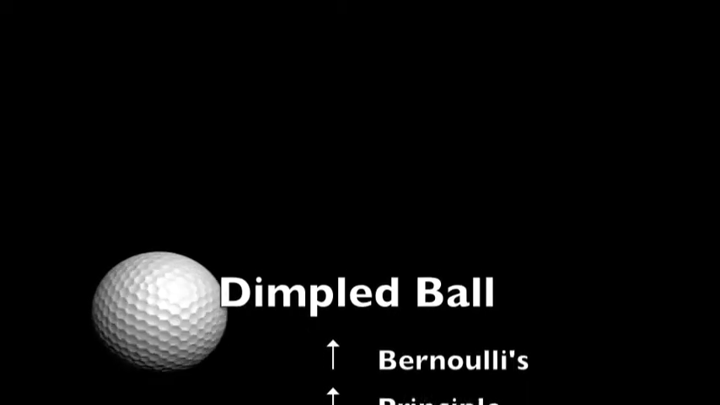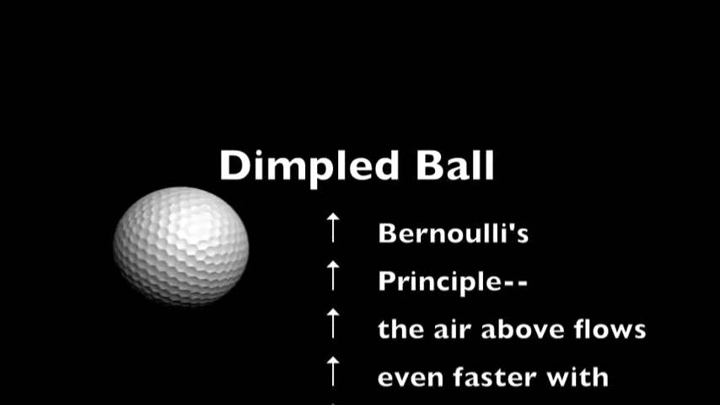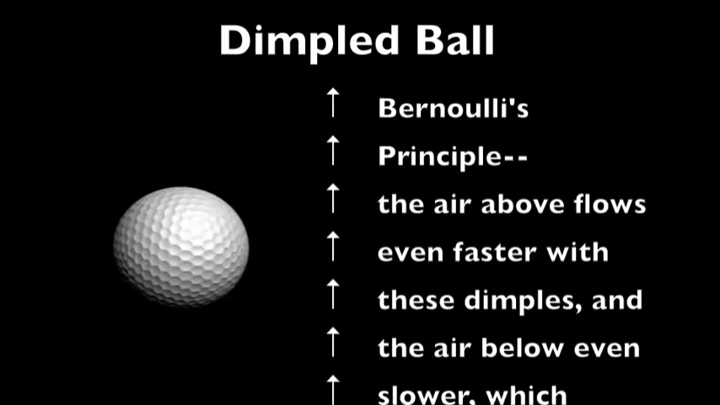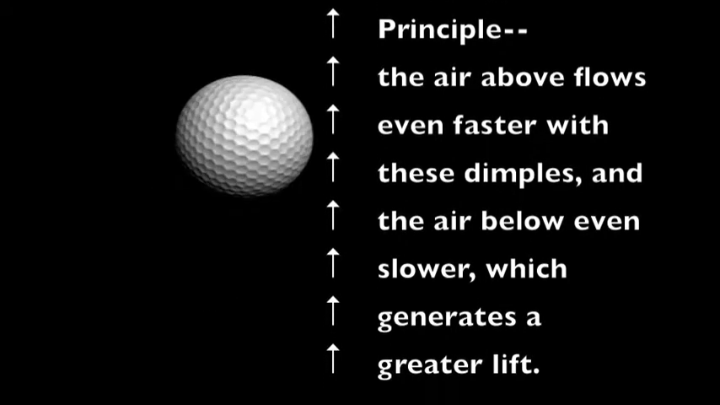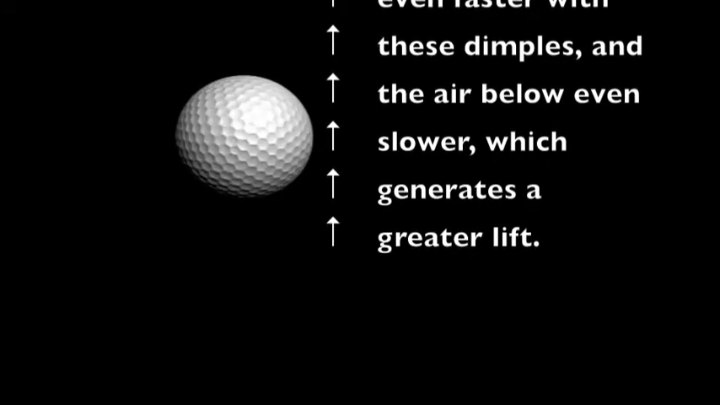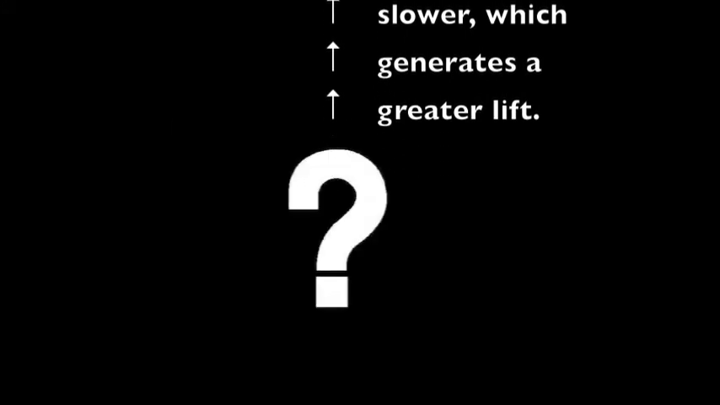The design of a golf ball plays a big role in its flight. In fact, golf balls are designed with dimples in order to change the airflow around the ball. Dimples, like backspin, also cause air turbulence around the ball, which can be explained by Bernoulli's principle. The air above flows even faster with these dimples and the air below even slower. This difference creates a greater lift. However, if these dimples create a higher air turbulence and therefore a higher lift, why isn't everything dimpled?